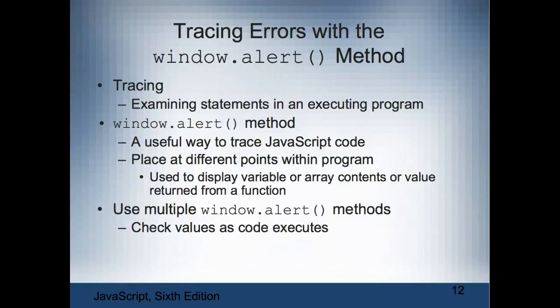The first is to trace errors with the window.alert method. Tracing means to examine statements in an executing program. We can use the window.alert method to trace JavaScript code. We simply place the window.alert method at different points within the program, and in the method, display the variable or array contents or value returned from a function. The window.alert method will allow us to check the values of different variables as the code executes.